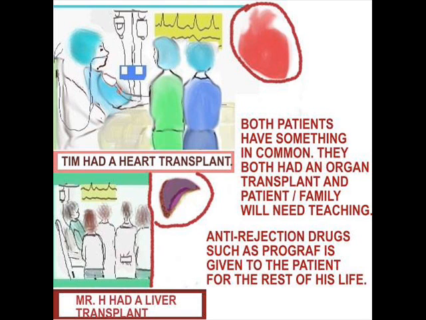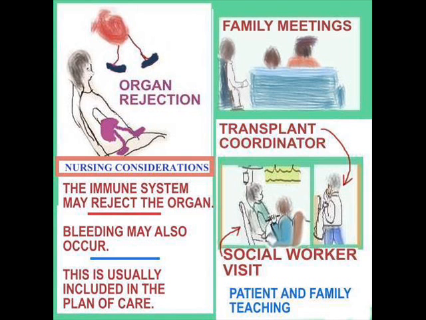Now, as far as nursing considerations after a patient has had an organ transplant, bear in mind that the immune system does sometimes reject an organ, and you might get bleeding. I've seen a patient after he had a wonderful surgery done, everything went really well. But one morning we went to give him breakfast and everything just burst open. There was blood everywhere. So it can happen, doesn't always happen. It's the exception and not the rule, because most times it doesn't, but it can happen. So all of this, bleeding, can be reflected in the plan of care.